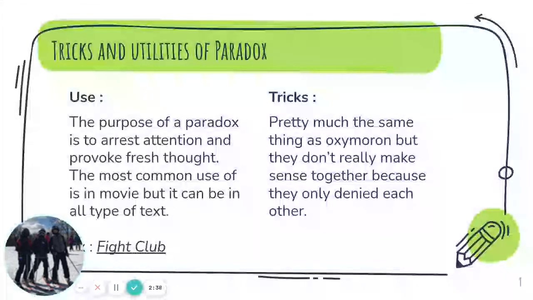Tricks and utility of paradox. Use. The purpose of a paradox is to interest attention and to provoke fresh thought. The most common use of it is in movies, but it can be used in all types of text. An example of paradox is in Fight Club when he says the only rule of the game is there are no rules, just like I said before. Tricks. Pretty much the same tricks as oxymoron, but they don't really make sense together because they only deny each other.